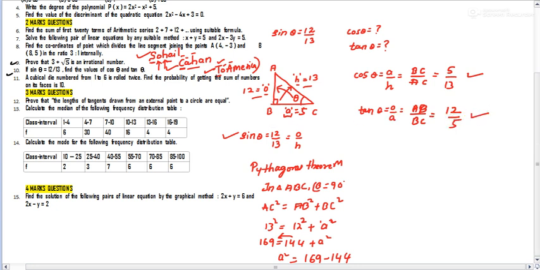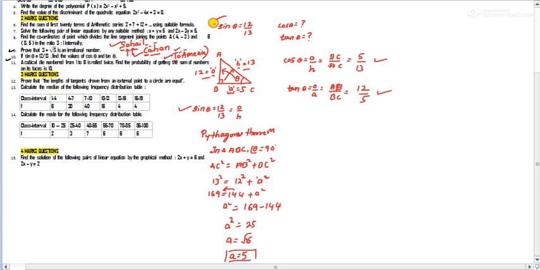So this is a very simple question. You just have to use this trick, and you should know the Pythagoras theorem. Got it, guys? If you have any doubt, please raise your hand. If no, we'll move to the next question.